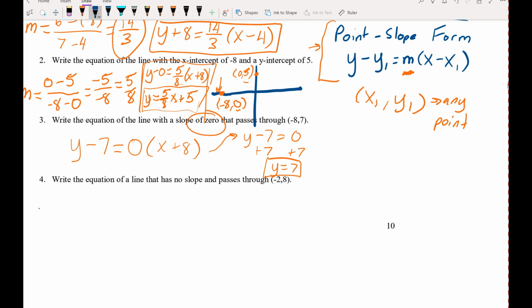Remember that when you have a line that has a slope of 0, so let's say this is the point that we want it to go through, if it has a slope of 0, that means the y values aren't changing at all.